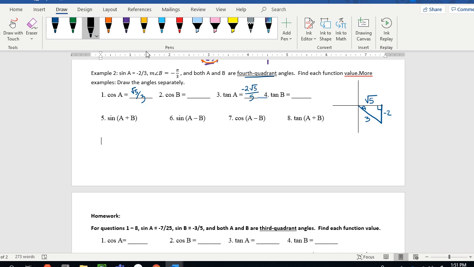And now we have a different story with B going on. I'm given that the measure of angle B is on the unit circle. Okay, so wait a minute. On the unit circle, -pi/3. Positive pi/3 is up here.